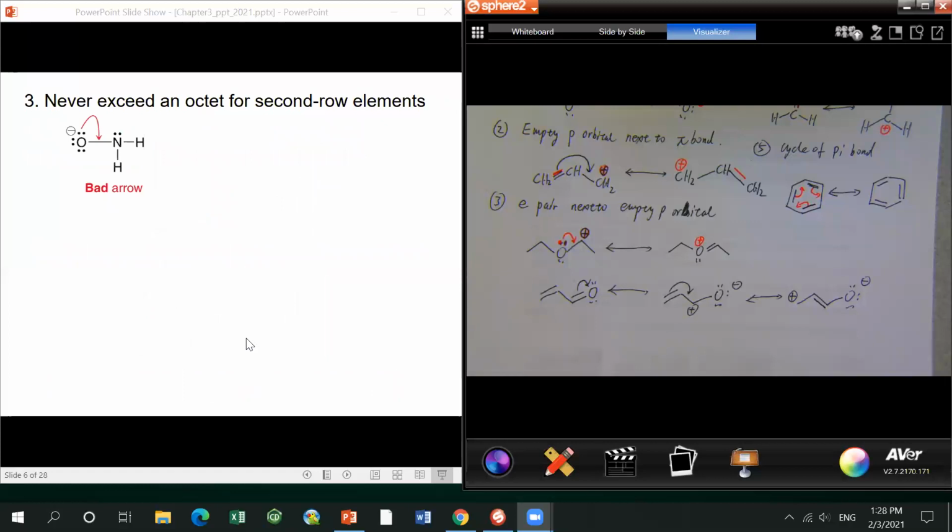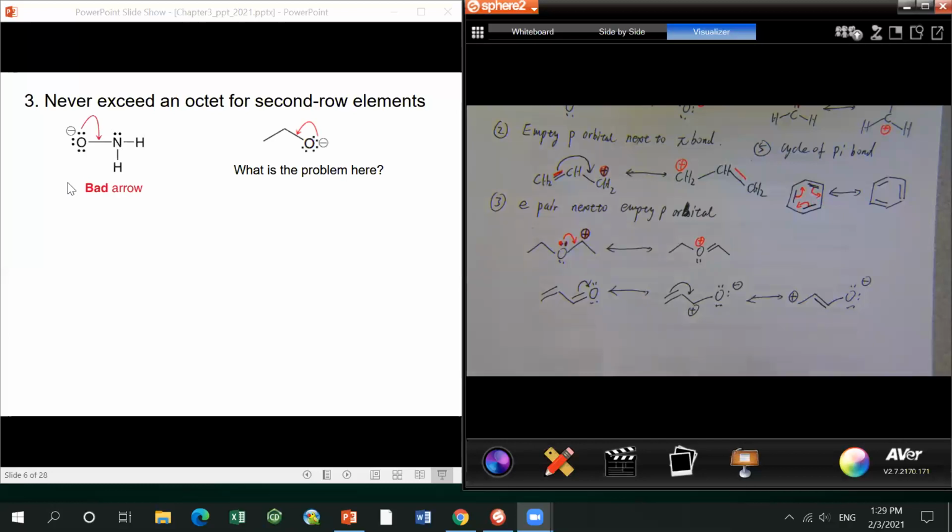And then the third rule is never exceed the octet rule for the second row elements. An example is shown here. Some students try to shift the lone pair electrons on this oxygen between the nitrogen and oxygen to build a pi bond. That would be wrong, because once you shift to here, the nitrogen will have more than 8 electrons, and that breaks the octet rule. That's wrong.